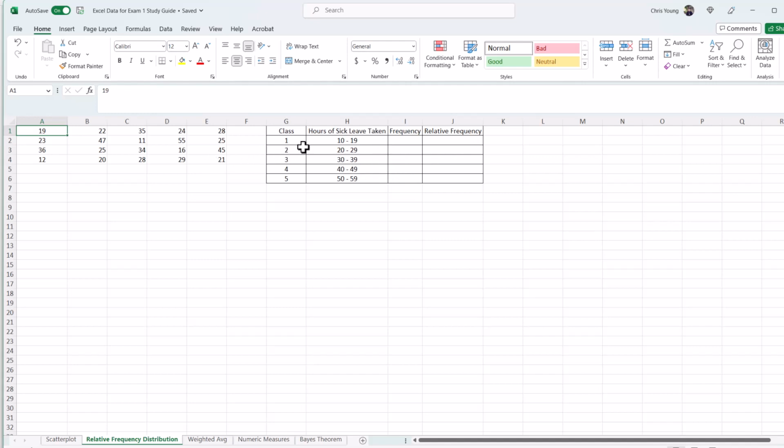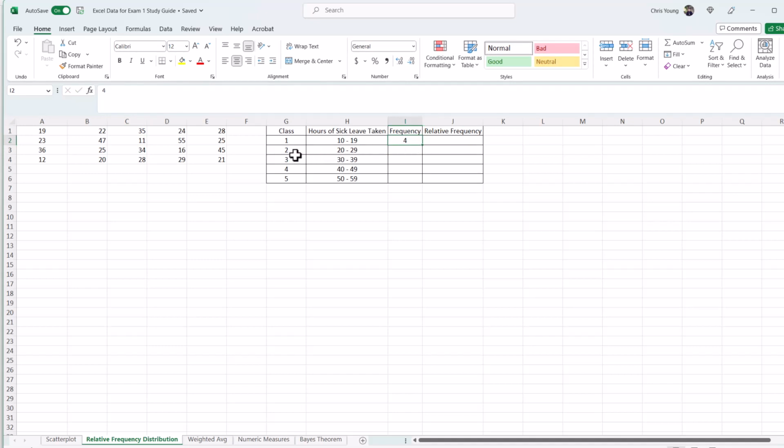So for our first class, we're looking for employees that have taken sick leave between 10 and 19 hours. So we just need to scan our data set and find the employees that are between 10 and 19. So we have 1 here is 19, 2, 3, and then I missed the one in the second row. So 11. So that's actually 4 people. So I'm gonna go ahead and plug in a 4 there.